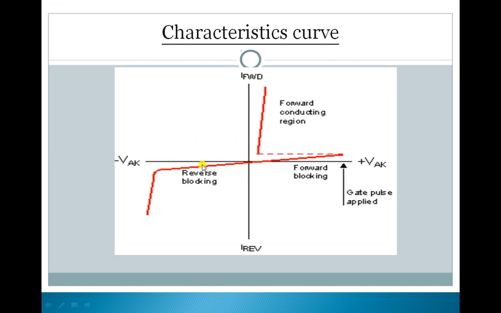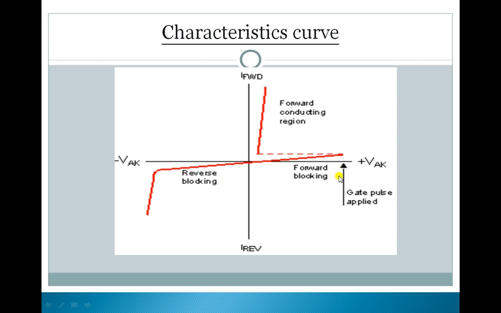Now, what is reverse blocking mode? In reverse blocking mode, we connect the anode with the negative polarity of the battery and the cathode with the positive polarity of the battery. So junctions J1 and J3 become reverse biased, and junction J2 becomes forward biased. Because two junctions are reverse biased, there will be no movement of electrons and holes, so the current will not flow. In this mode, the thyristor is off, or we can say it is in cutoff.